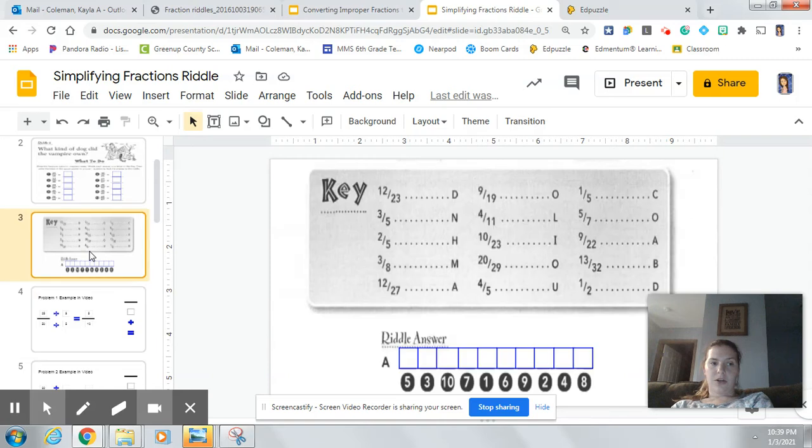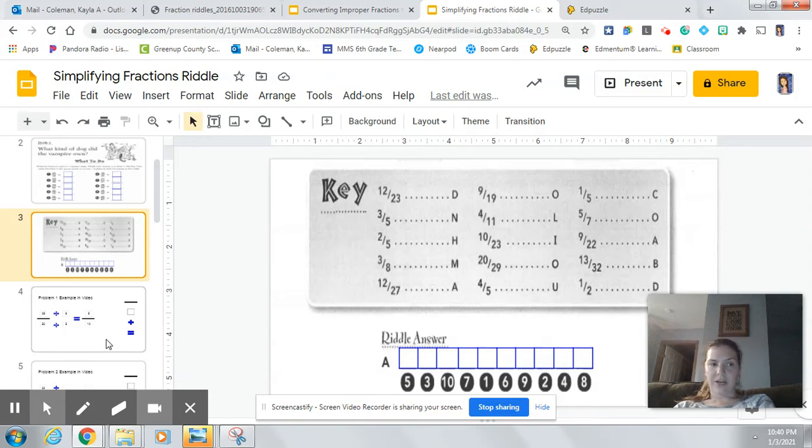You can also check your answer key here. If you looked for 5/10 on your answer key, it doesn't show up as an answer anywhere here. So if you don't find your answer on the answer key, that's telling you that you need to go back and simplify it again, or go back and see where the error was. If for some reason you can't find the answer and you can't simplify it to get one of those answers in the answer key, just send me a message and let me know, and I'll help you work through it.